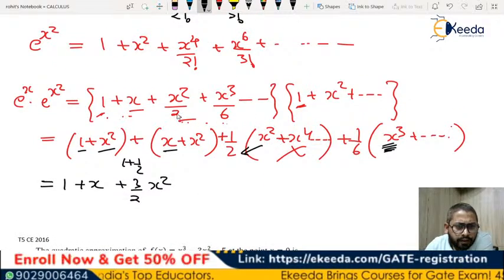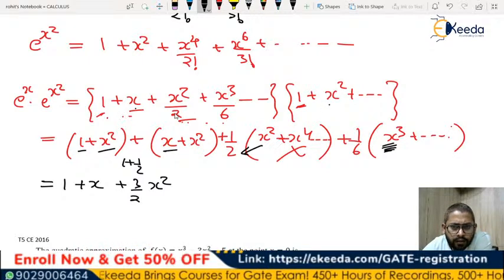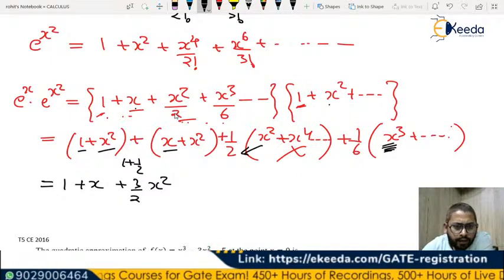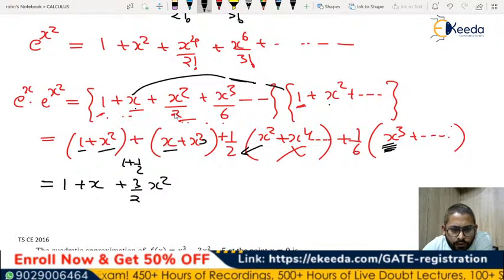One second. X square. Yes, one more term is there. X square is fine. This will be x cube.